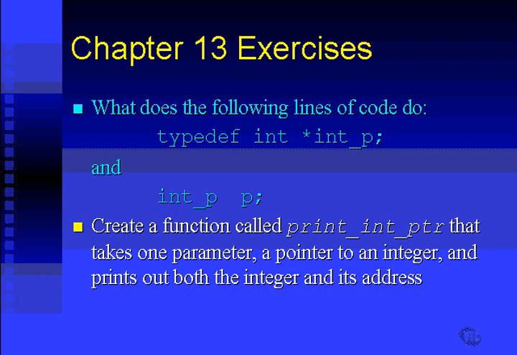I'll repeat that. printIntPointer will take one parameter only. It won't have any return value. Its parameter will simply be a pointer to an integer. Print out two things. That address that the pointer is. The pointer will be obviously containing an address. Print out that address, and then print out the integer that it is an address of.